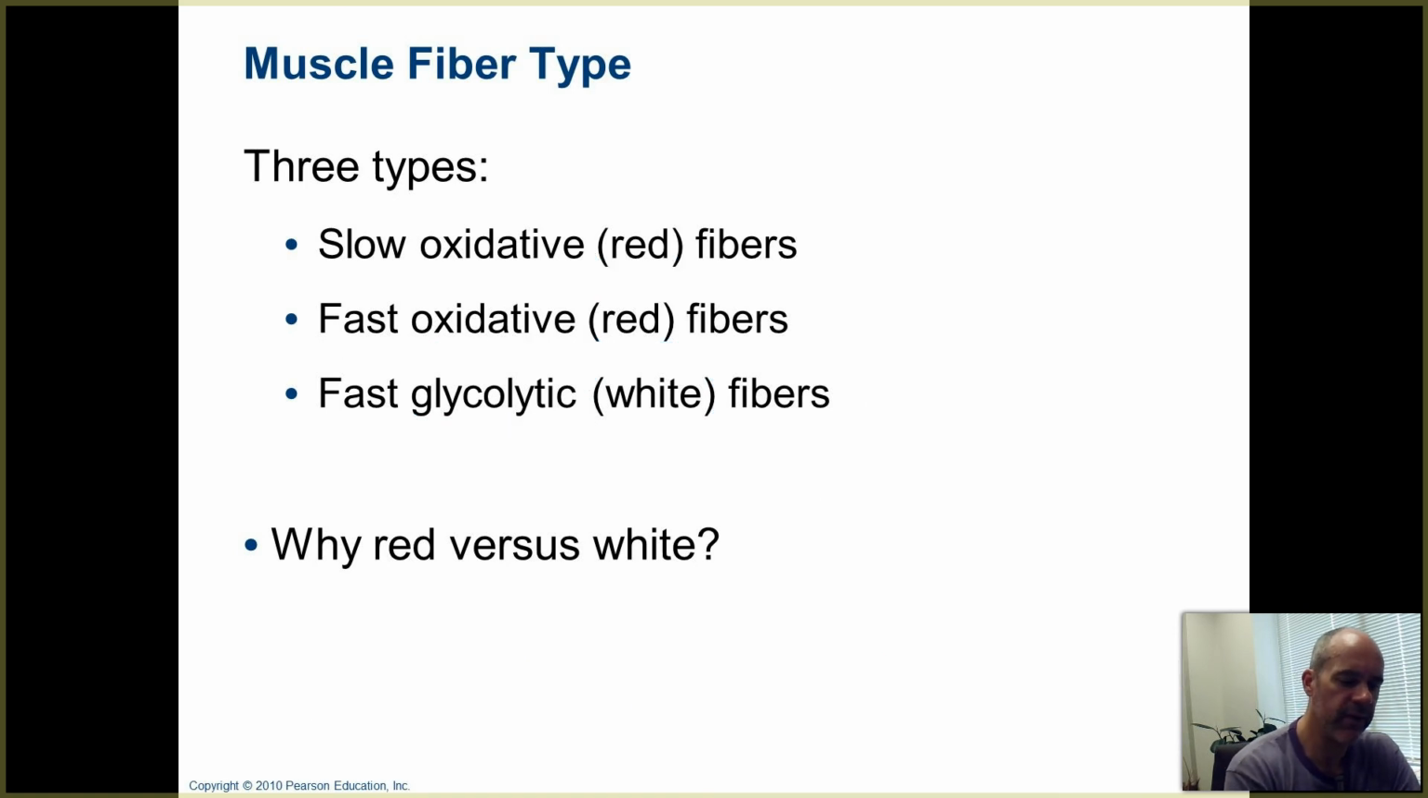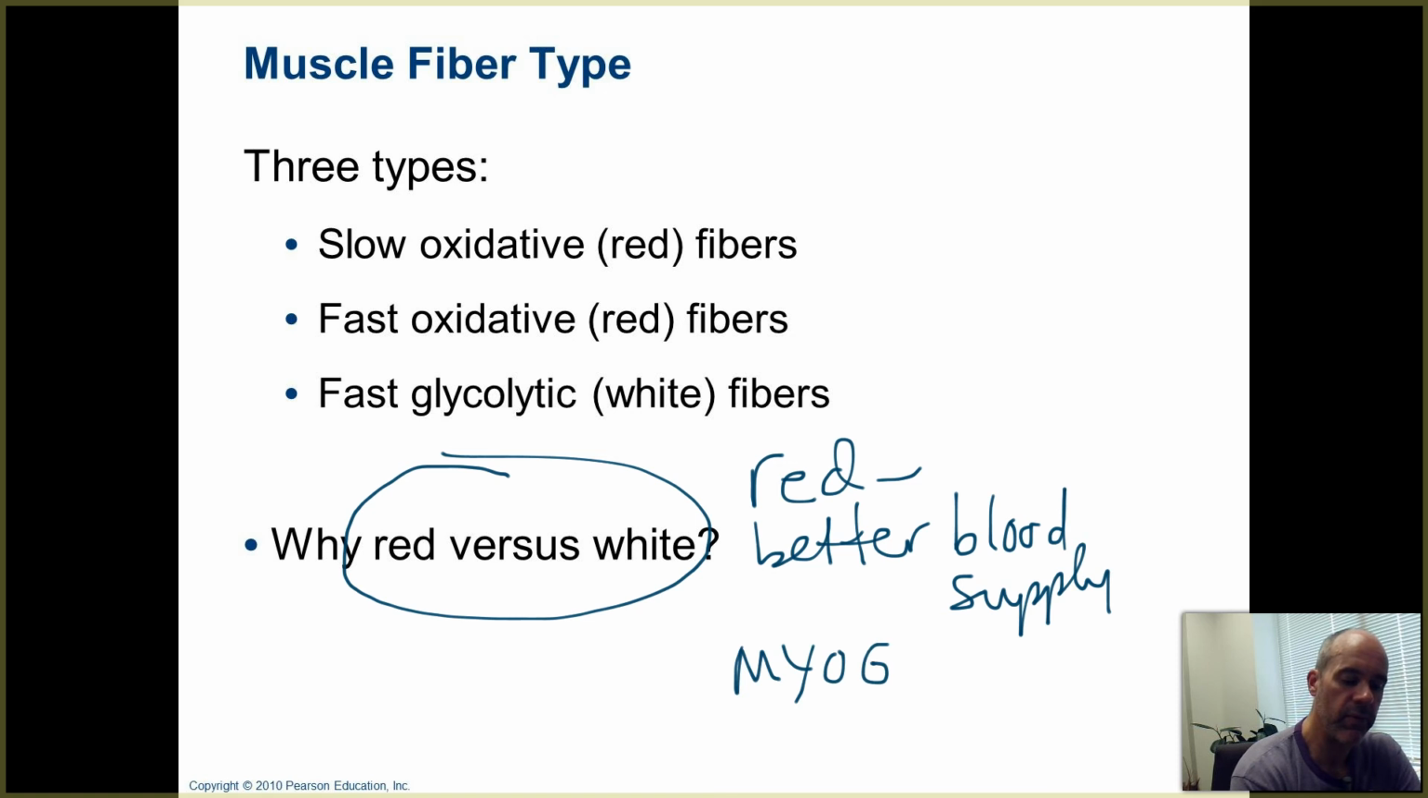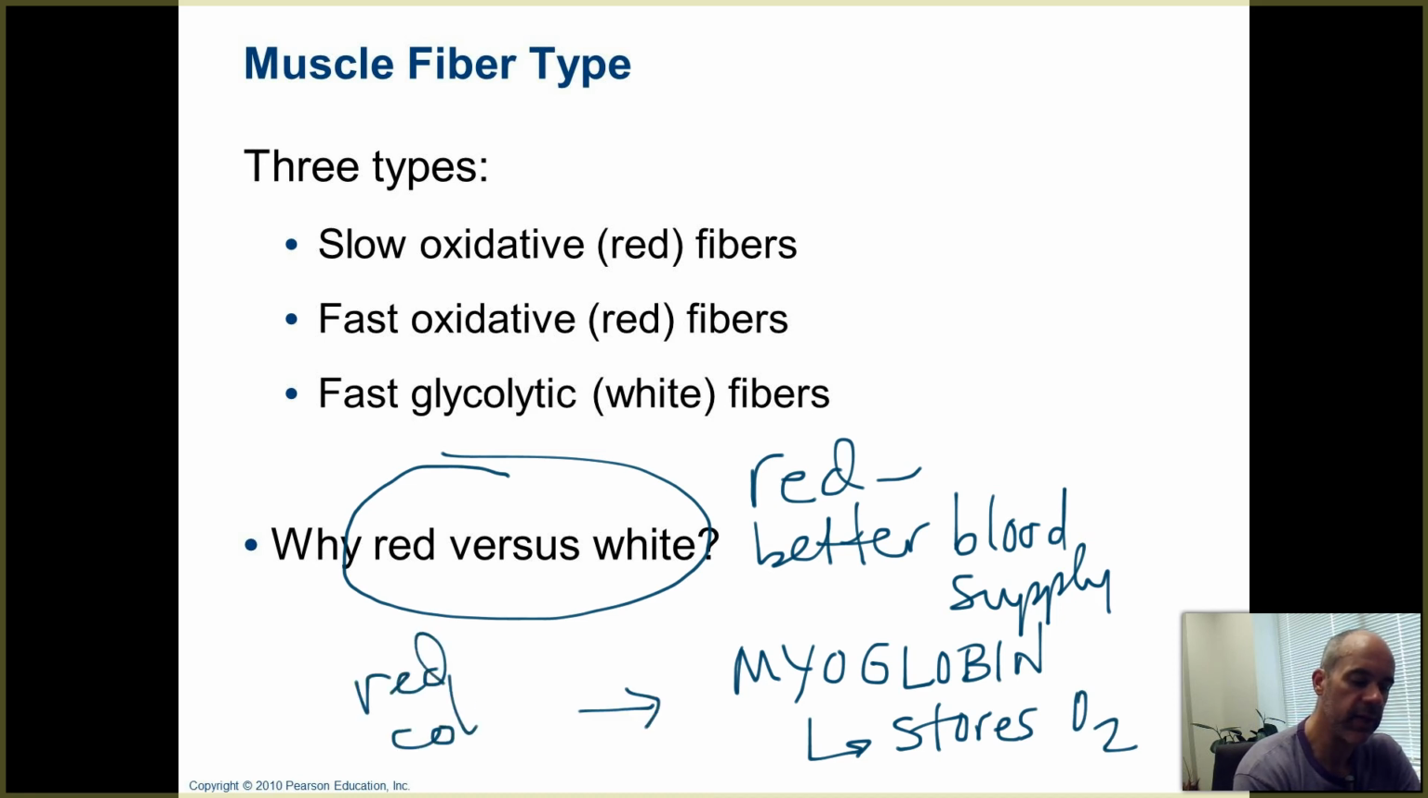All right, and then what do we mean by this red versus white stuff? What is that referring to? Your red fibers have a better blood supply, and they also have more of a protein called myoglobin, and that is a protein that stores O2, and it has a red color. It is related to the hemoglobin in your red blood cells, and hemoglobin takes on a red color when it binds oxygen gas to transport that through your bloodstream to all of your tissues.